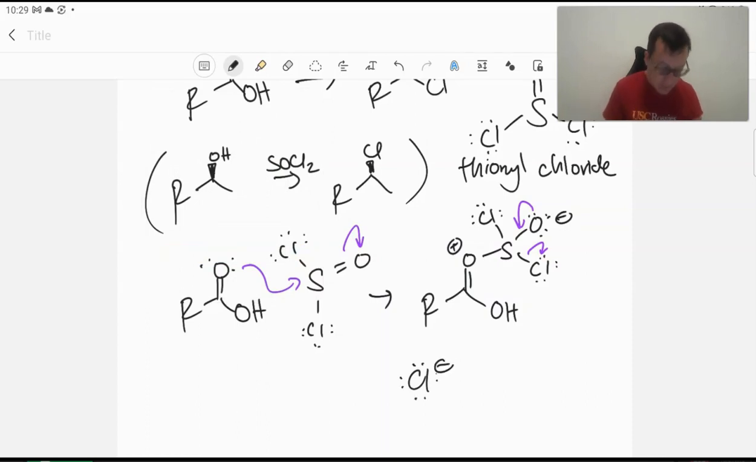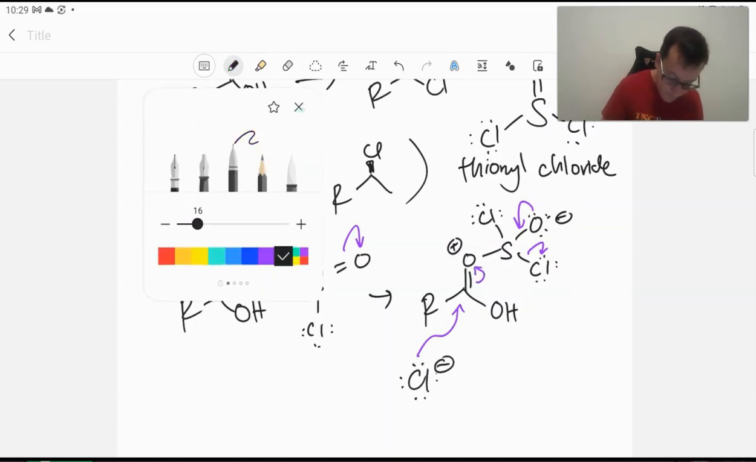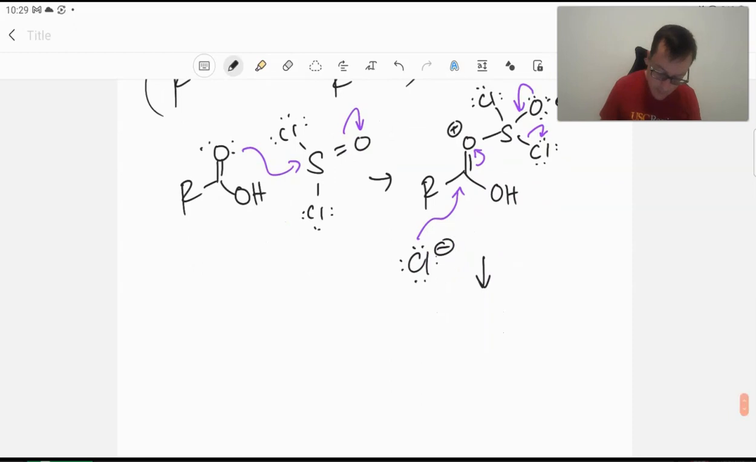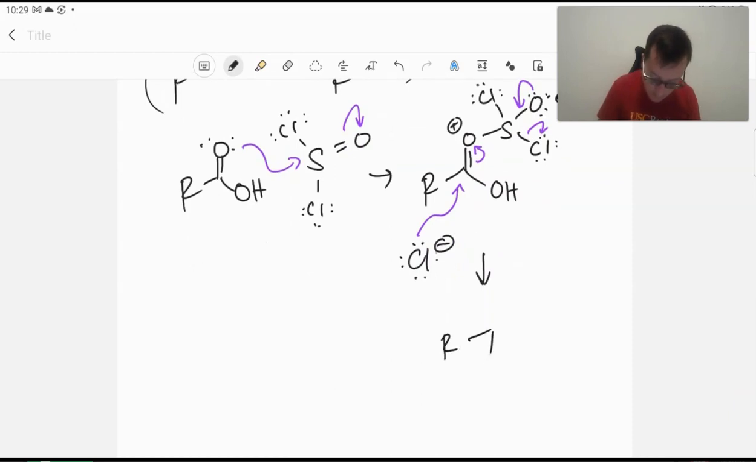Look who's come to town. It's our dear friend, the chloride ion. And so this chloride ion is going to come in and attack our mystery, I don't know how to name this thing, oxygen sulfur thing here. So we're going down. We have a chlorine here now. We have an OH. We have O with this sulfur business.